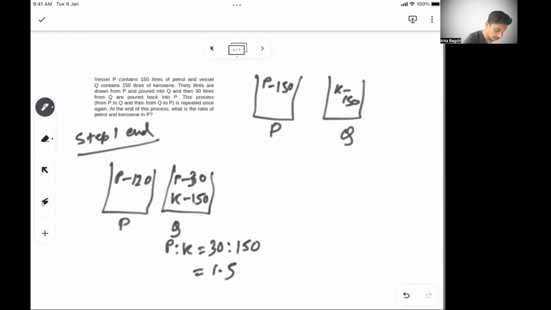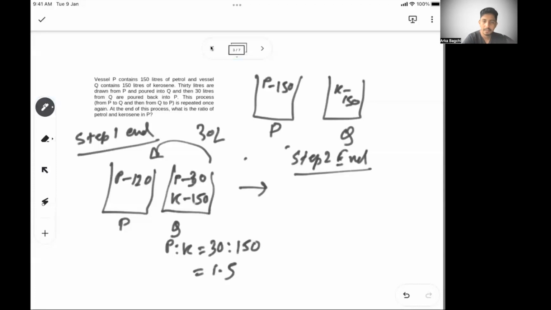Now in step 2, let's say step 2 ends. So now in step 2, if you add 30 liter back here, this 30 liter will not have only kerosene, because when we withdraw the first 30 liter from here to here, this is 30 liter, this is only petrol.